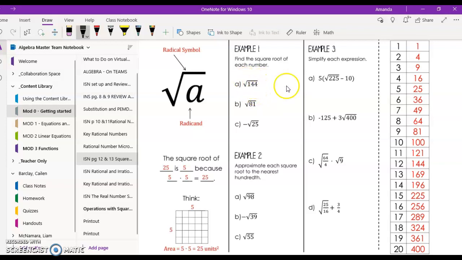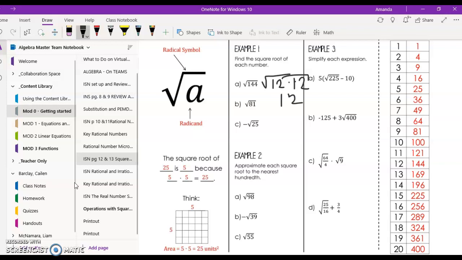So 144, you can see that is a perfect square. 12 times 12 was the number that I multiplied to get that perfect square. I'm having a hard time writing on this, so hopefully I can. What was 144? Well, 12 times 12 is 144. So when I take the square root of it, my answer is 12. All right, so these are perfect squares. Those are easier. When you're approximating and you don't have a calculator, you're still looking at perfect squares.